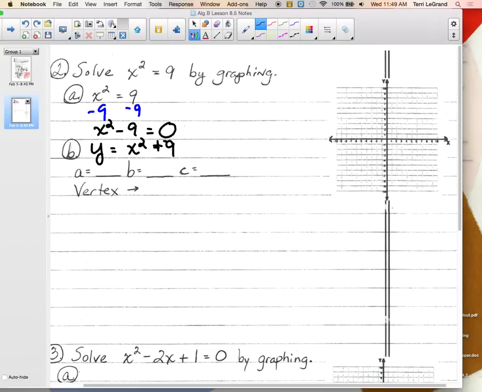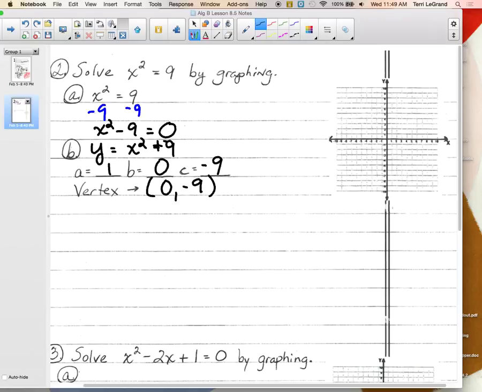Okay. What's the a value? 1. B, 0. C, negative 9. Okay, stop right there and let's reflect back to what did we learn? When b is equal to 0, what is always true? The c is always your vertical, what do you call it? Vertex. Yes, the vertex will always be the y-intercept. So what's our vertex? 0, negative 9. We don't have to work any harder than that.